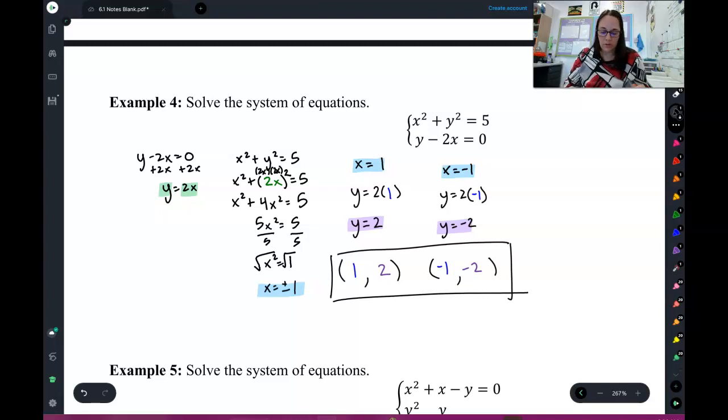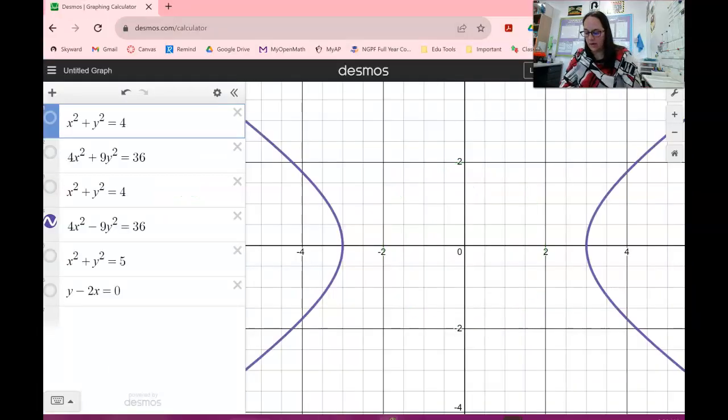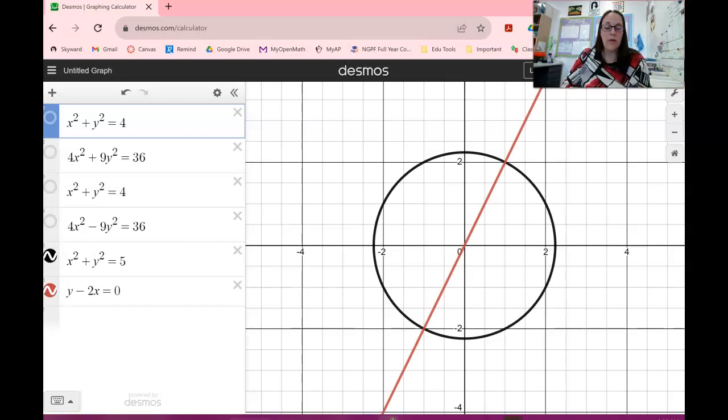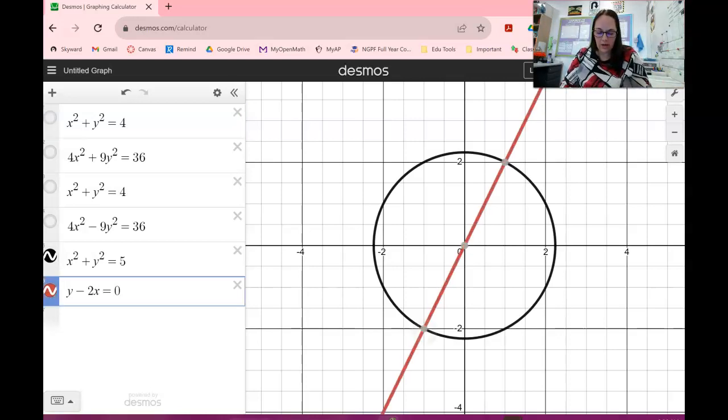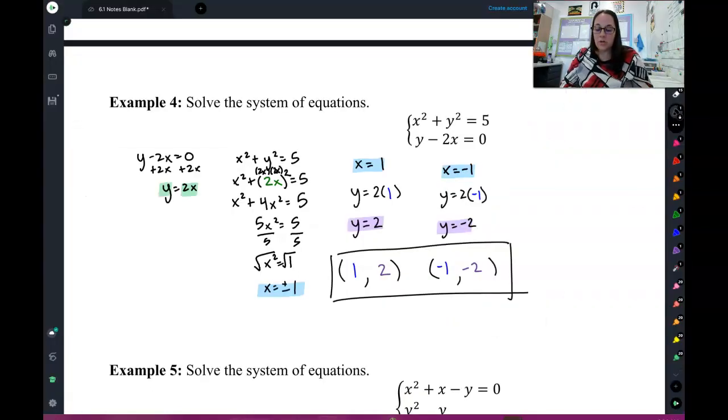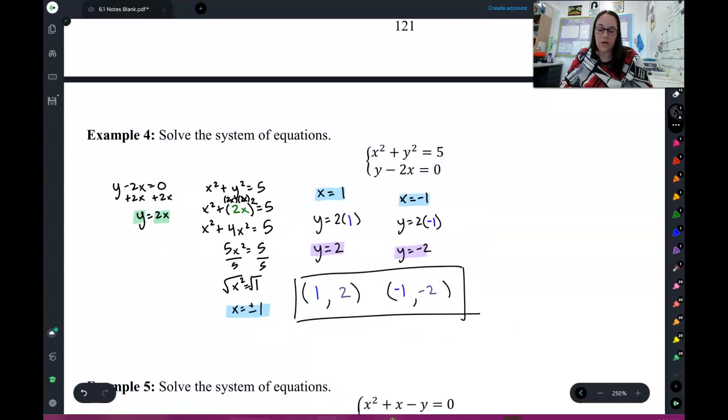So let's see what's going on here. We have a circle and a line. There's our circle, there's our line, and just like we got, there's our 2 intersection points. So that is a quick introduction to solving systems of non-linear equations when we have curves involved. In the next video, we're going to start to do some much more complicated versions of these questions.